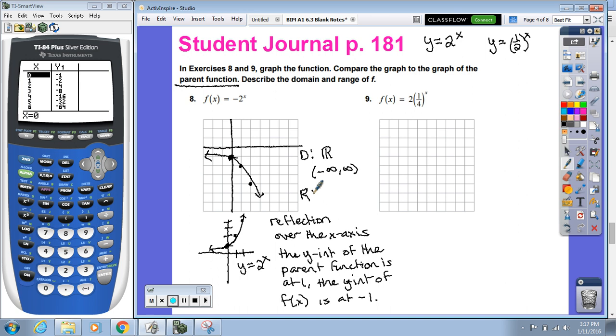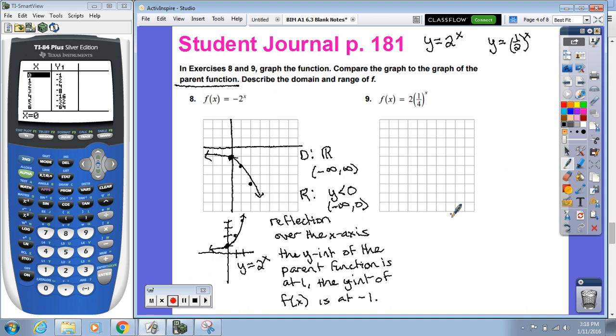The range, if you look at this one, it's never going to cross the x-axis. So it's going to be every y value less than 0. And we don't say less than or equal to because it will not ever touch it. So if we wanted to say that in set notation, we could say it's going to go from -infinity to 0. And we use parentheses because it will never actually touch 0.